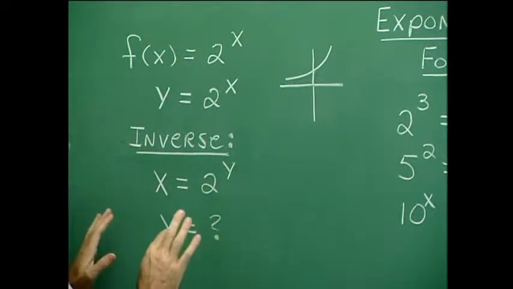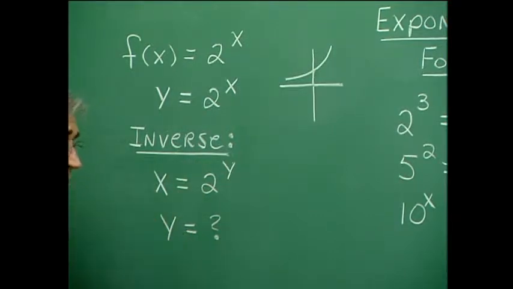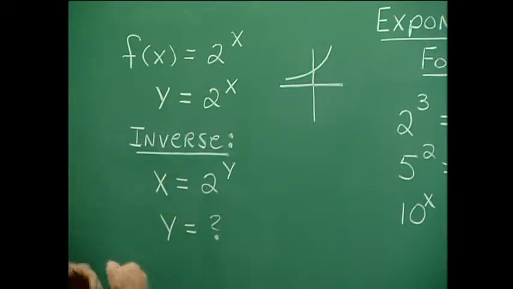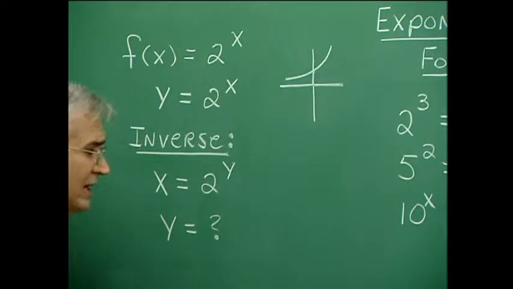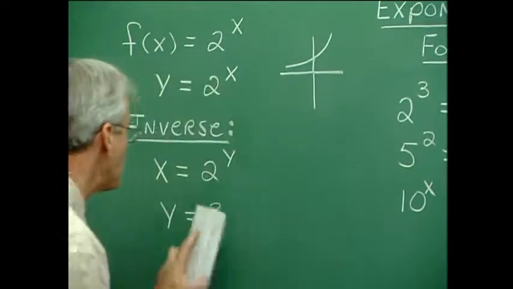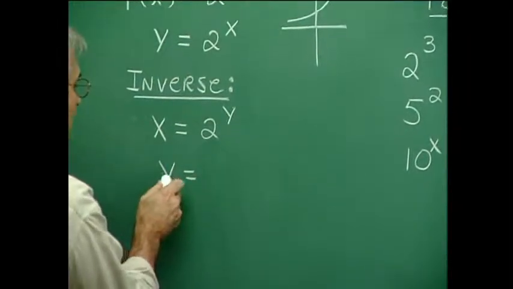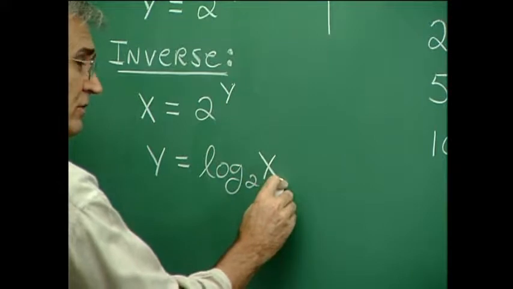Now the trick would be to rewrite this expression so that y is isolated on one side of the equal sign. Well, at this point we have no way of rewriting in that form. We have to introduce a new mathematical form called a logarithm in order to complete this process. Logarithm allows us to rewrite an exponential form like this. We write this as y equals log base 2 of x.